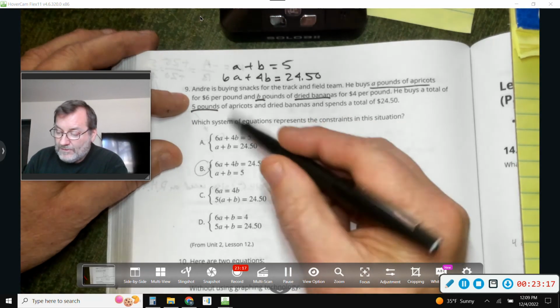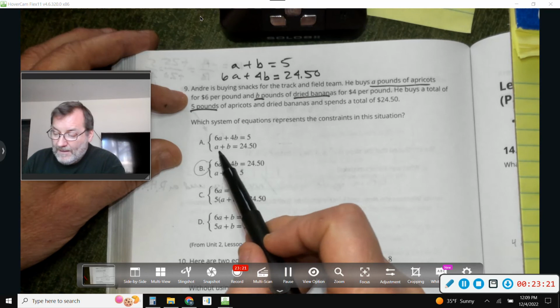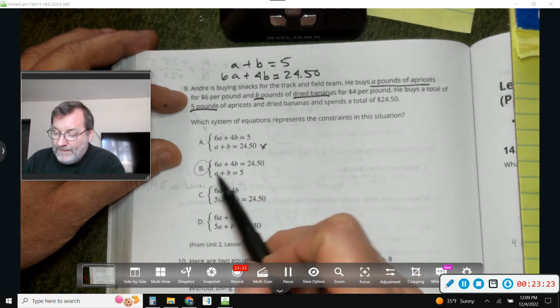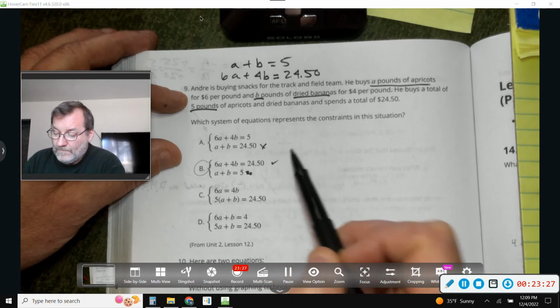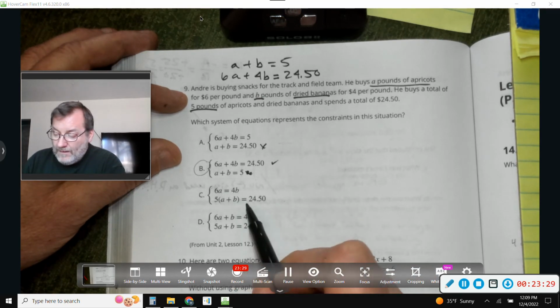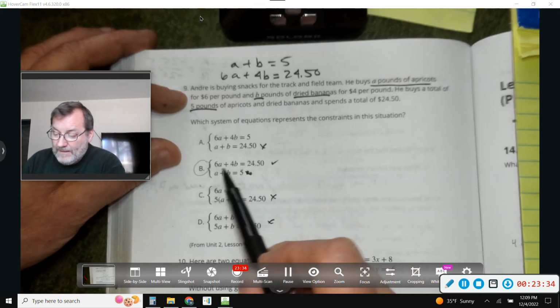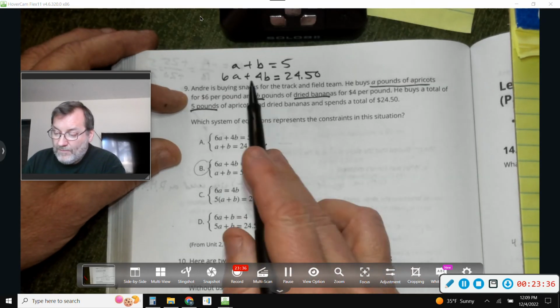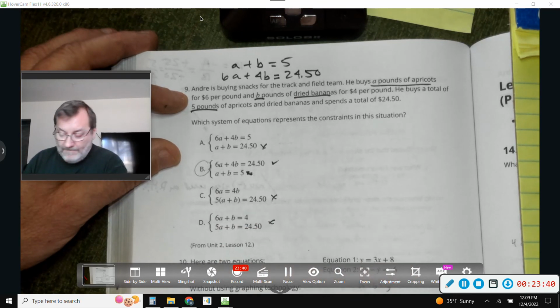Okay, so let's look through here and see which ones look right. Let's look at the simple one, A plus B is 5. Yeah, looks good. The others, nope. Nothing else there looks good. 6A plus 4B equals 24.5. Yeah, that one looks good. That's your solution.